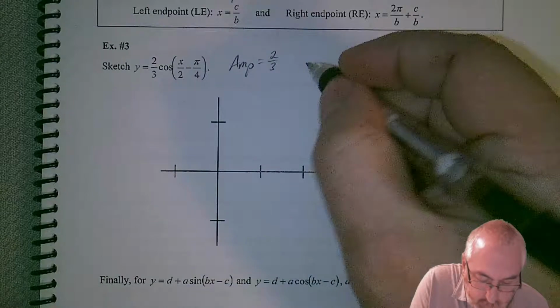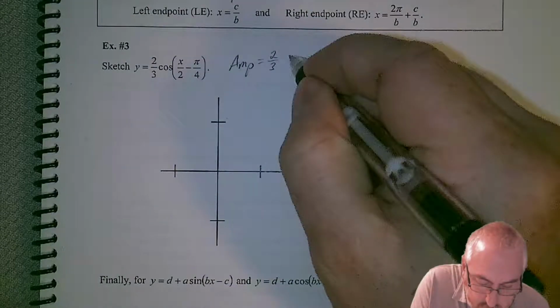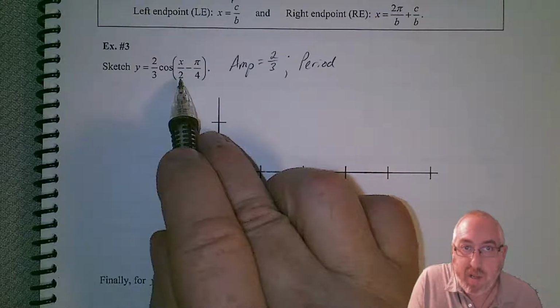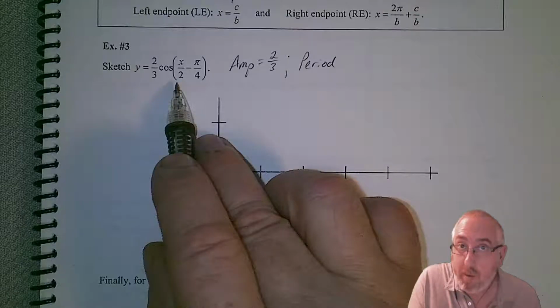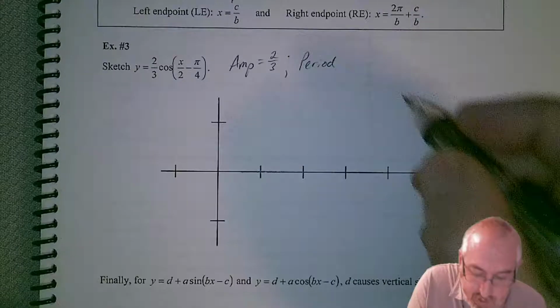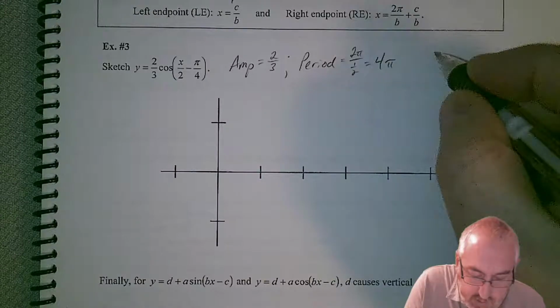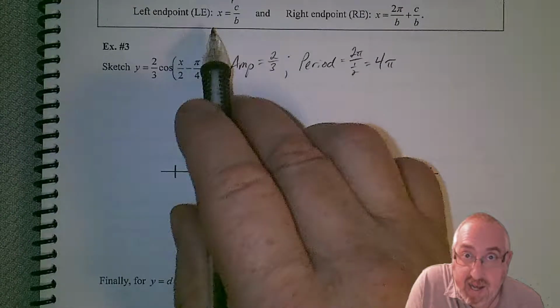All right, so we need our period. Just like the previous problem, remember b is going to be equal to 1/2, so we know the period is 2 pi over 1/2, which we already said was 4 pi. All right, so those are the things we already did. Now let's worry about these endpoints. So our left endpoint should be equal to our phase shift.